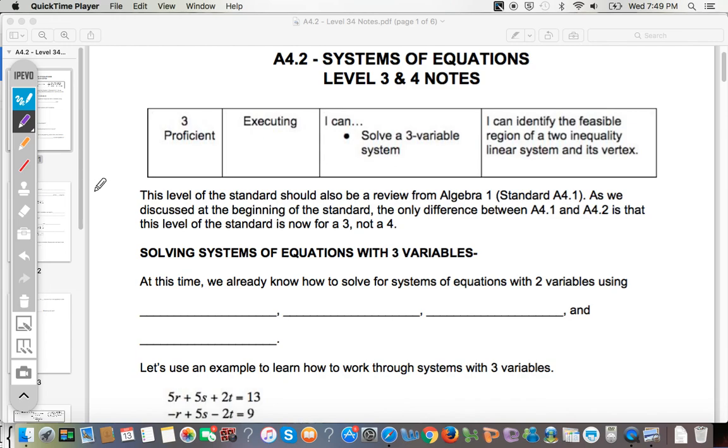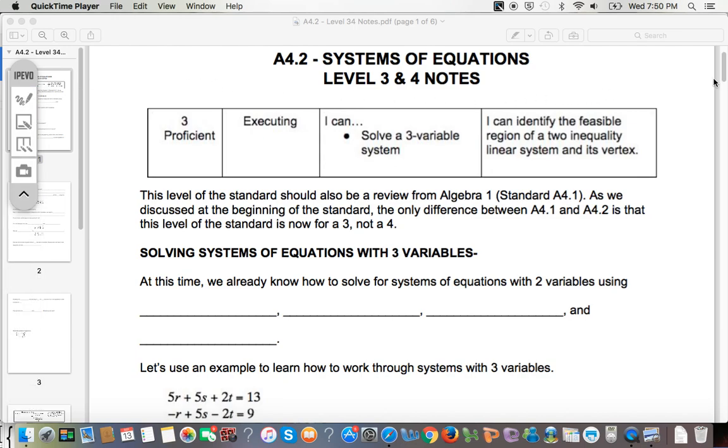So standard A4.1, solving a 3-variable system, is the level 4. For A4.2, solving a 3-variable system, obviously, is the level 3. So, as we've discussed, the only difference between standard A4.1 and A4.2 is that the 3-variable system in A4.1 is the level 4, and in A4.2 it is the level 3, and we will deal with linear programming and nonlinear systems in level 4. Alright, so let's get started.